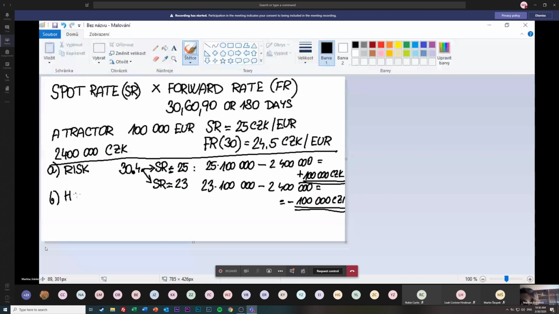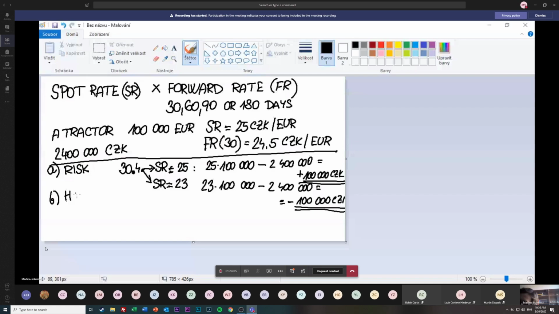So once more, and please remember this exercise because we will use it in any other situation. In the first situation, the exporter risked, and if there was a bad change in the spot rate, he lost. In the second situation, he didn't risk at all. He concluded the contract under the forward trade, and he knew all the time there will be the profit plus 50,000 Czech crowns.